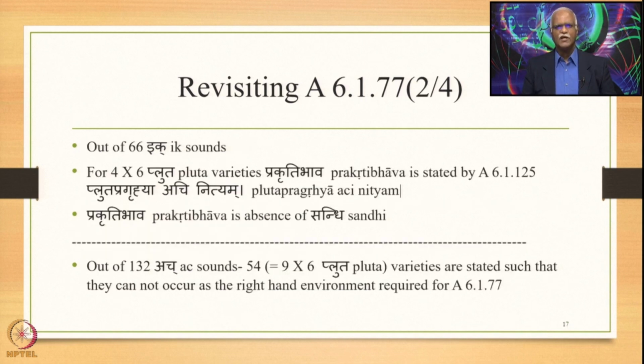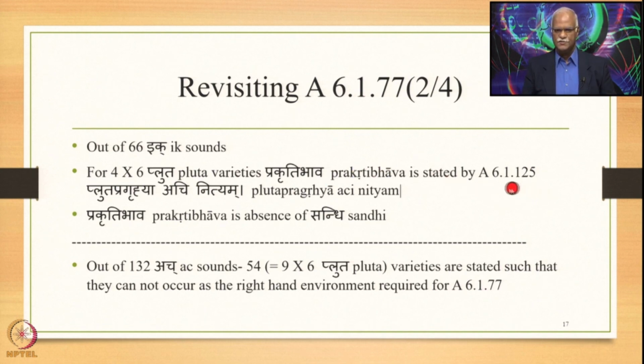Now, if we study closely, we notice that out of these 66 Ik sounds, for 4 into 6 Pluta varieties, so there are 4 vowels I, U, Ru and Lu, and every one of them has got 6 Pluta varieties.